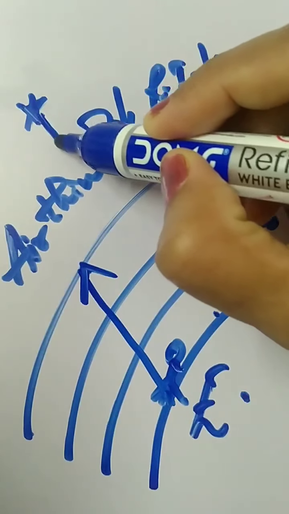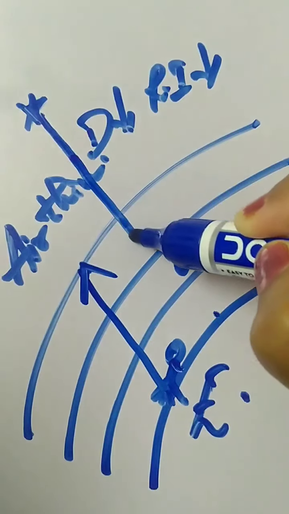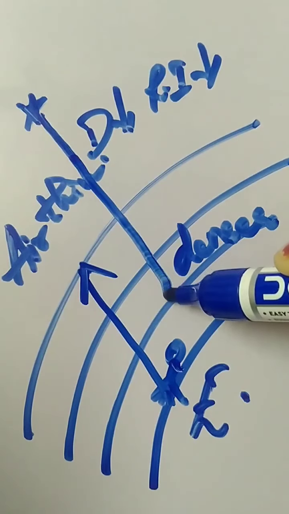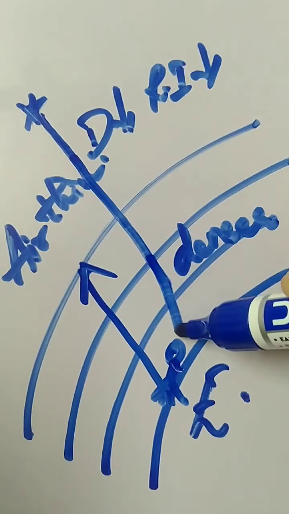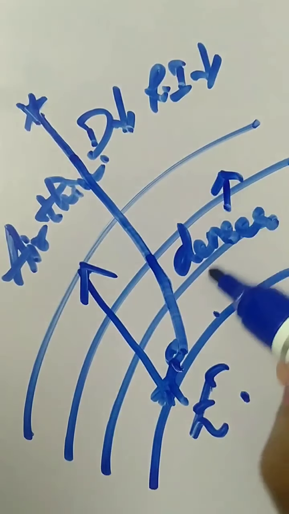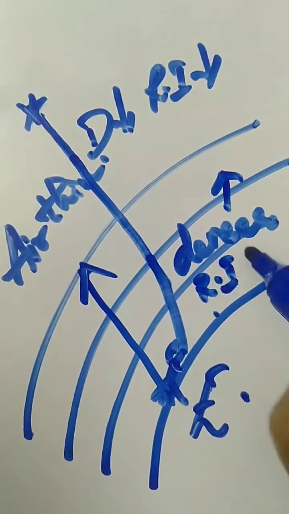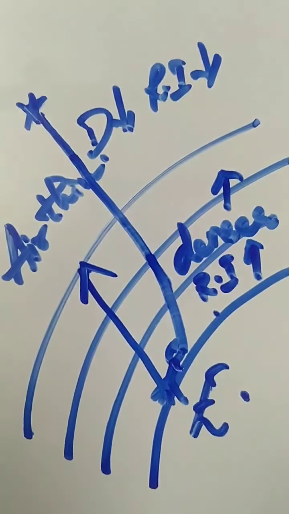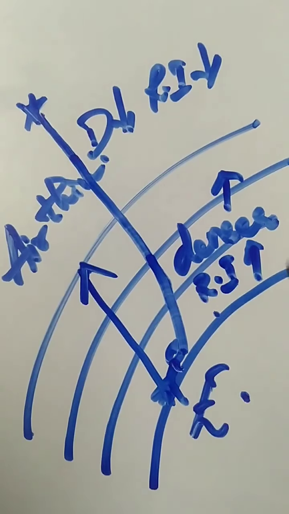Whereas when this starlight enters a denser medium, it will undergo more bending. Why? Because as the density increases, the refractive index also increases. What is refractive index? The magnitude of bending. The more the refractive index, the more the light will bend. Understood? So you will also include this point in your answer.